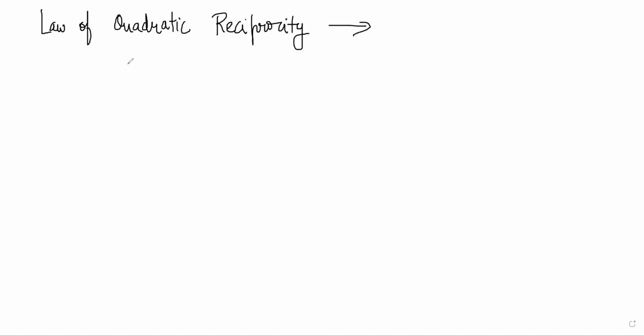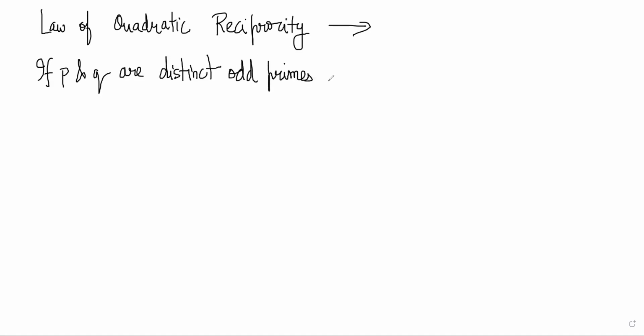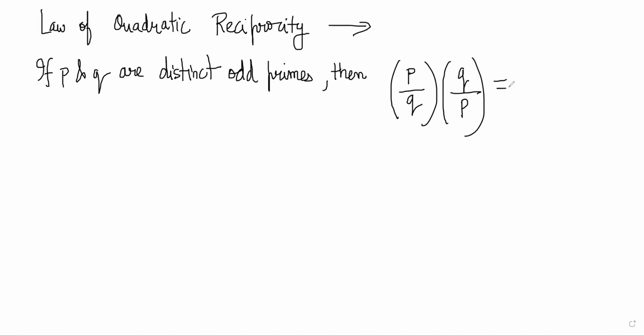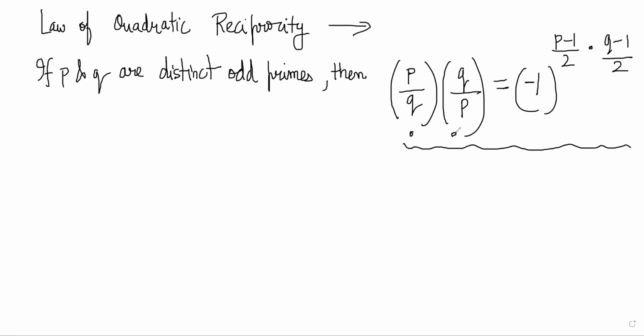So it says that if P and Q are distinct odd primes, then the Legendre symbol (P over Q) times the Legendre symbol (Q over P) is equal to (-1) power (P minus 1) by 2 times (Q minus 1) by 2. Fairly simple statement. The product of these two Legendre symbols is equal to (-1) power (P minus 1) by 2 times (Q minus 1) by 2, right?